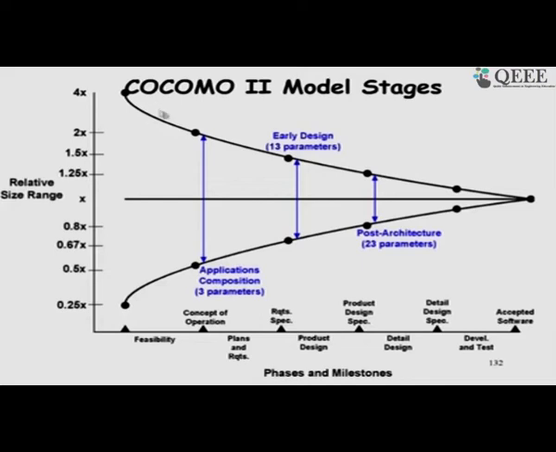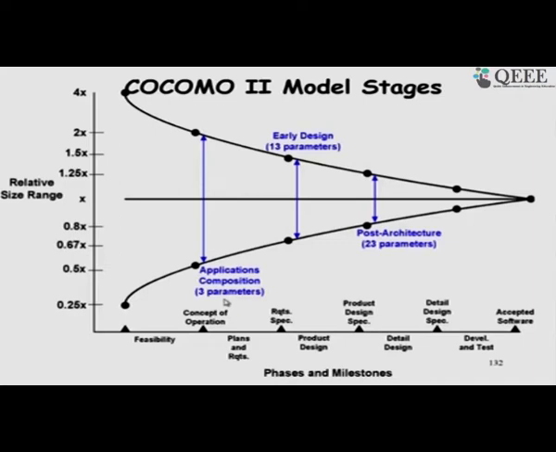As these are being used during the life cycle, we use different models and we come up with increasingly accurate estimations. When we are just having the conceptual understanding of what is required, not even done the requirement specification, we use the application composition model, and here there are only 3 parameters as we have seen in the object points.